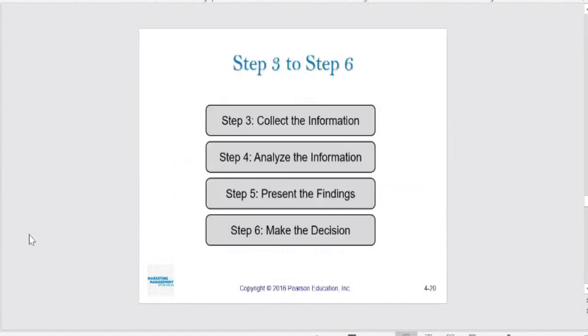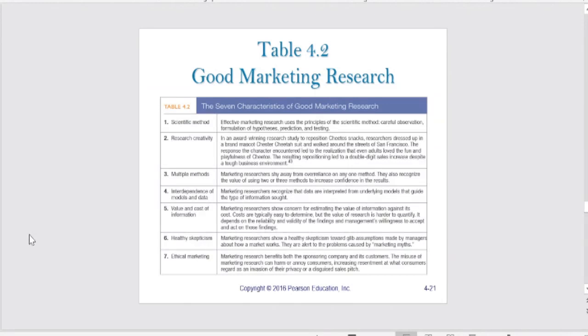So here we are going to be looking at collecting the information, analyzing, presenting the findings, and making decisions. Now, a good marketing research should have these 7 dimensions. One of you raised the concern about ethical marketing. That is the 7th one, and it has been addressed here. So the 7 characteristics of good marketing research begin with the scientific method.